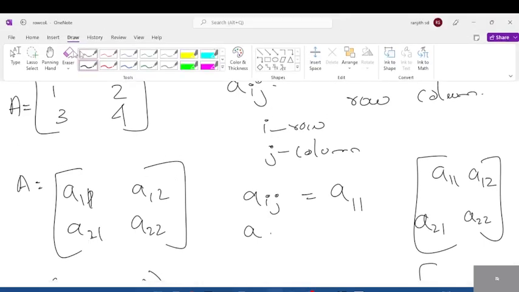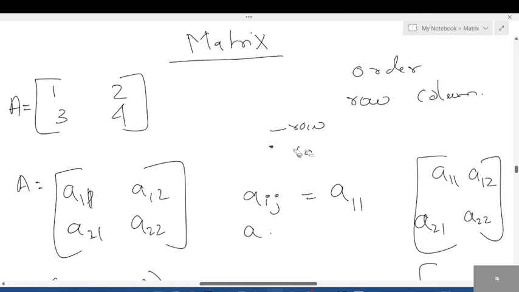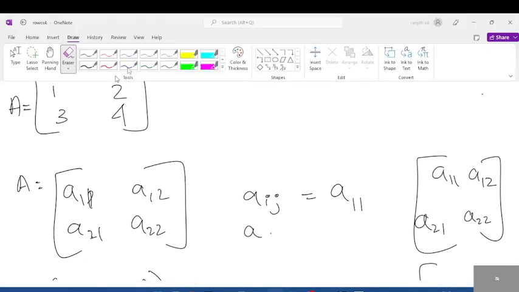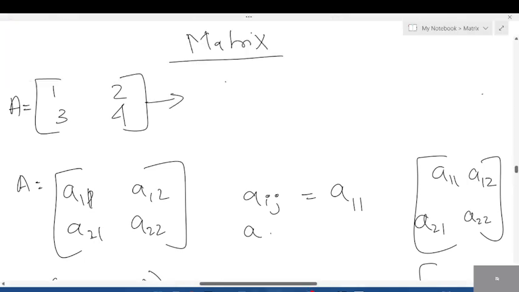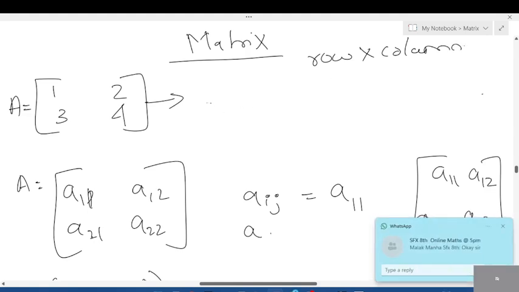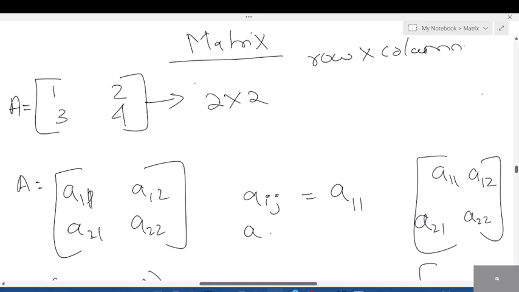In this 1, 2, 3, 4, what do you mean by order, students? What is order? Can you tell me the order? What's the order for this matrix? How many rows and how many elements are there? 2 into 2. So what's the answer, students? Order is equal to 2 by 2. We always give first preference for row, second preference for column.